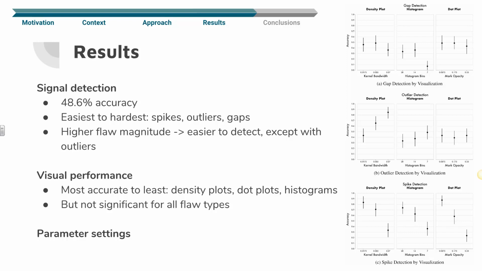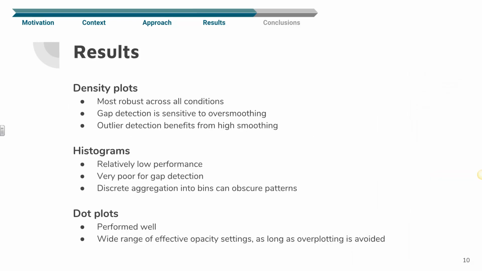And overall, it seems like the more conservative choices for those parameter settings had the lowest accuracy for flaw detection. So, for example, for histograms, if you use fewer bins, it was more difficult to detect spikes. But overall, the parameter settings kind of had variable effects.